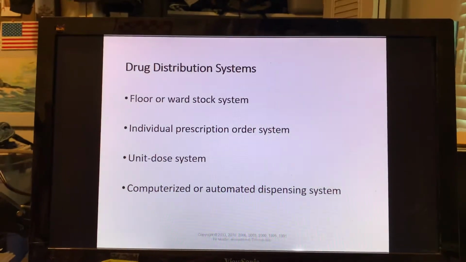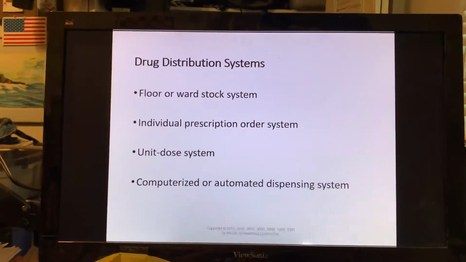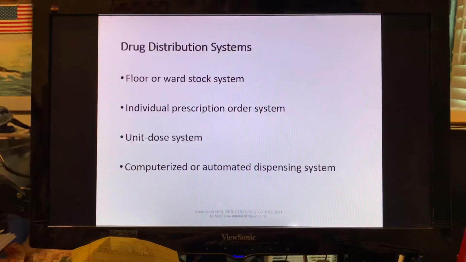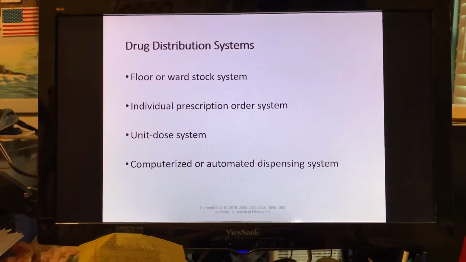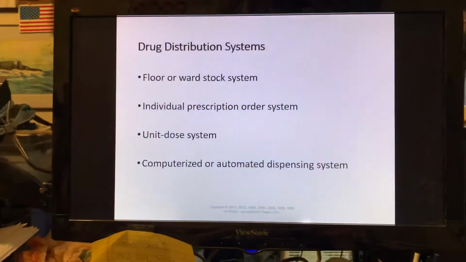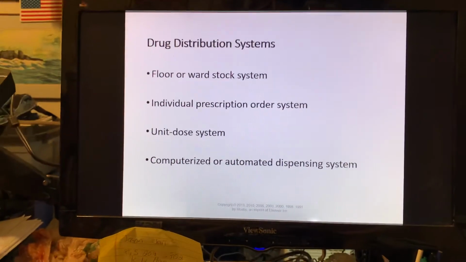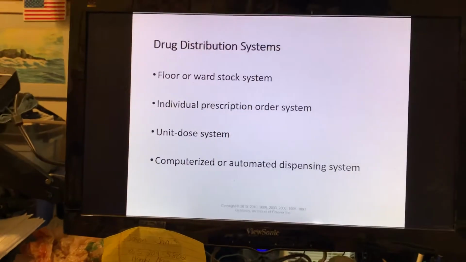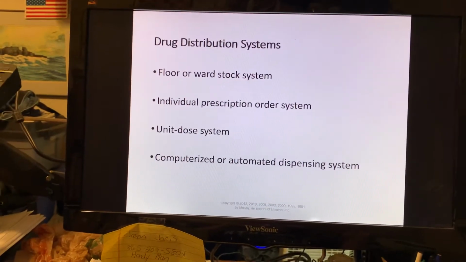In some cases, you have what's known as a floor stock system, or it used to be called a ward stock system, kind of an old-fashioned name from back when we had just huge wards with patients separated only by a screen. You don't see this as much with drugs anymore because of infection control worries, but you will see a floor stock system where you can get supplies for your patient, like IV bags and those non-skid socks and things like that. Then you have an individual prescription order system run by the pharmacy.